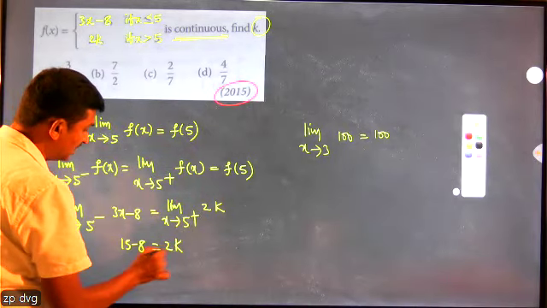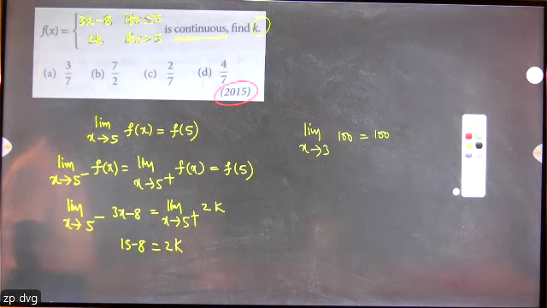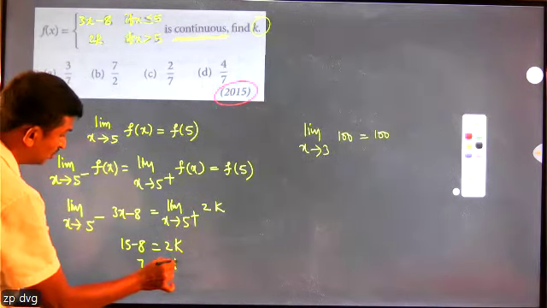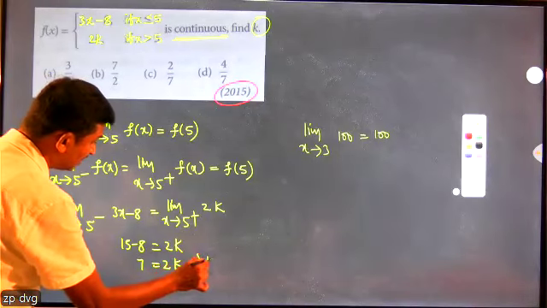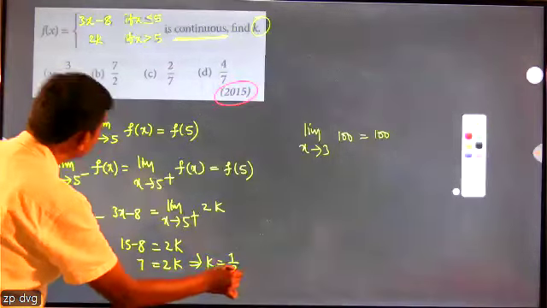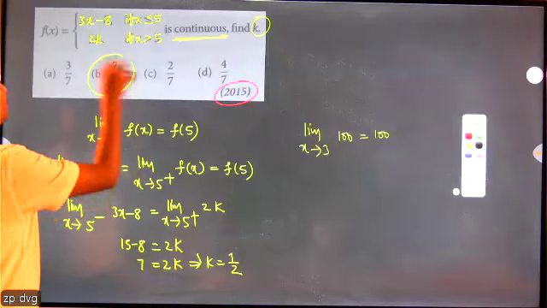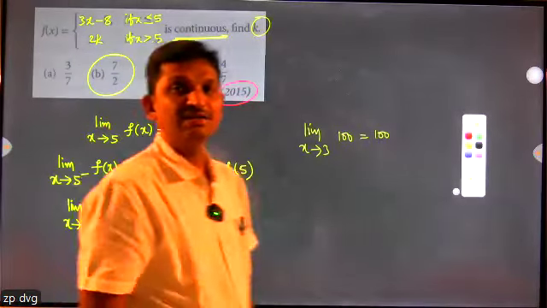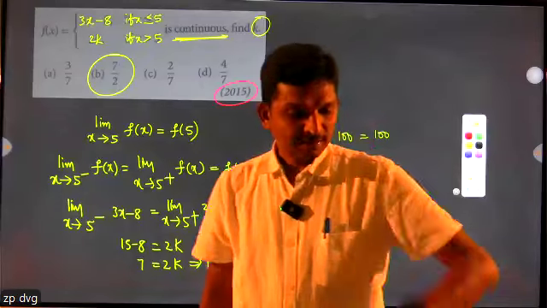So this side you will get 15 minus 8, which is 7, right? 7 equals 2k. From this, k equals 7 by 2. Look here, option B, 7 by 2. So, very easy problems they are asking related to continuity.